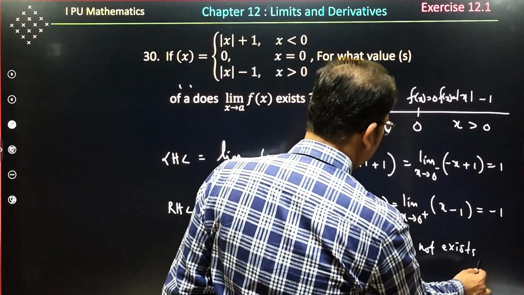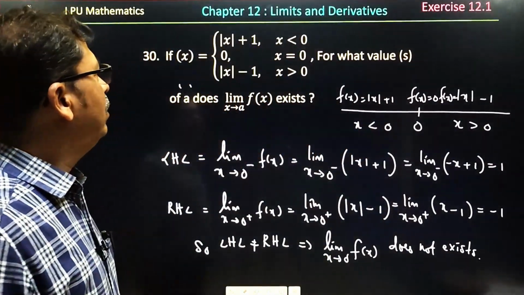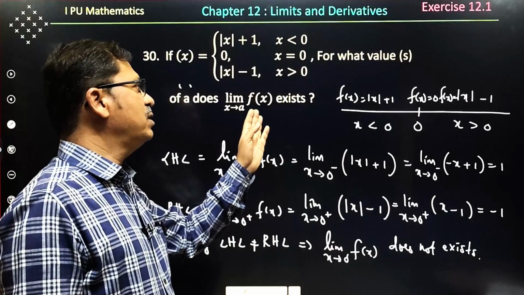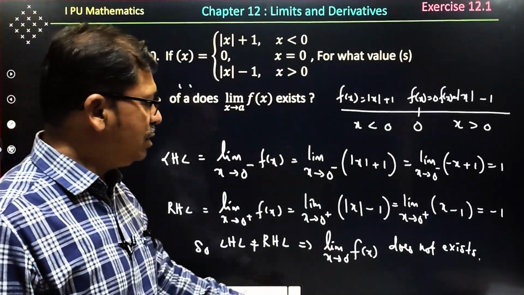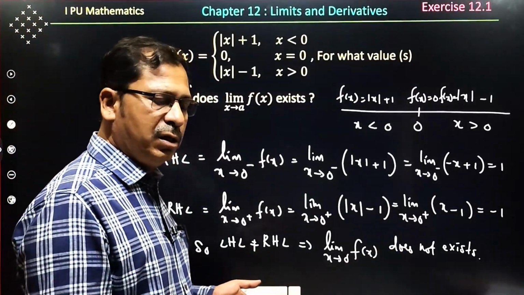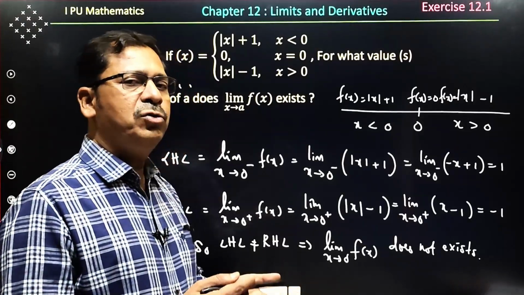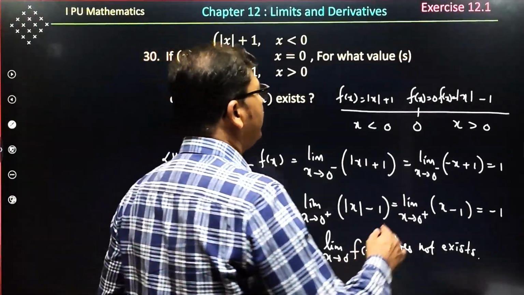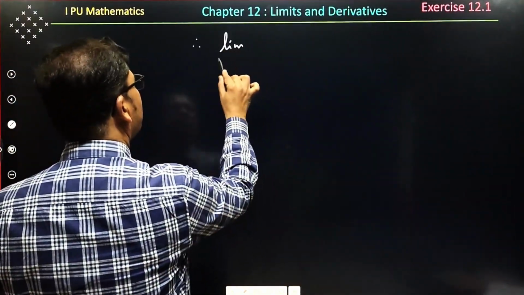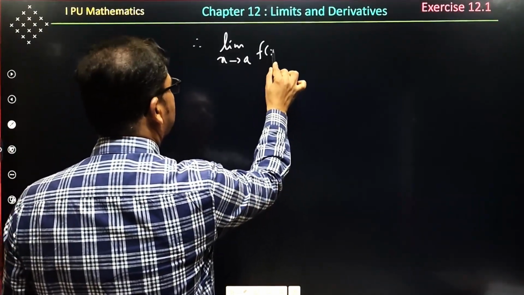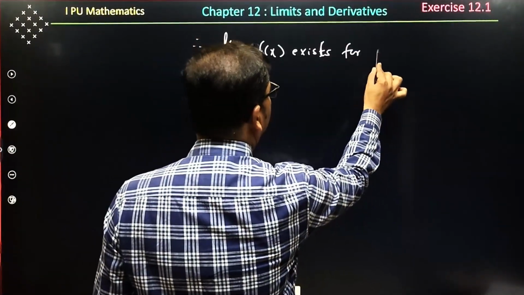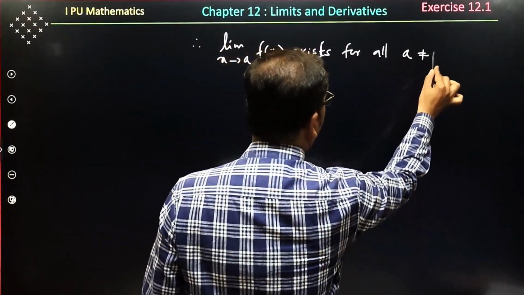So for the next question, for what value of a does the limit as x tends to a of f(x) exist? When x is tending to 0, the function is not leading to a certain limit. So it means that a should not be equal to 0. Therefore, the limit as x tends to a of f(x) definitely exists for all a not equal to 0.